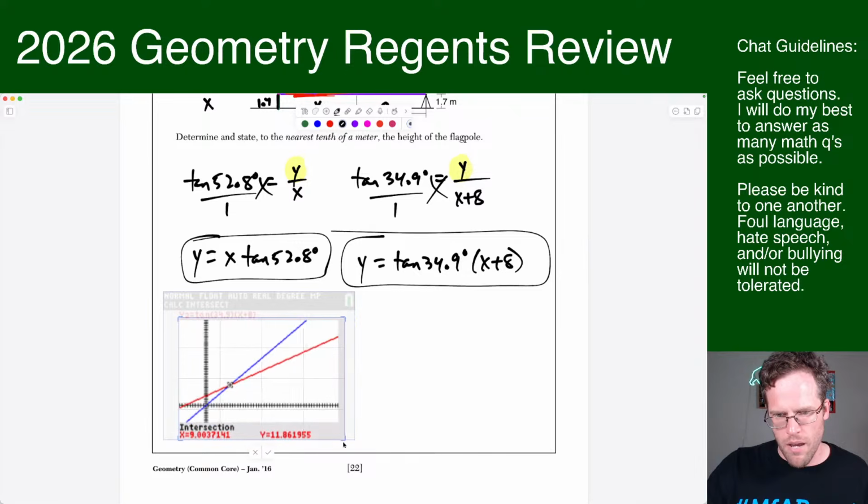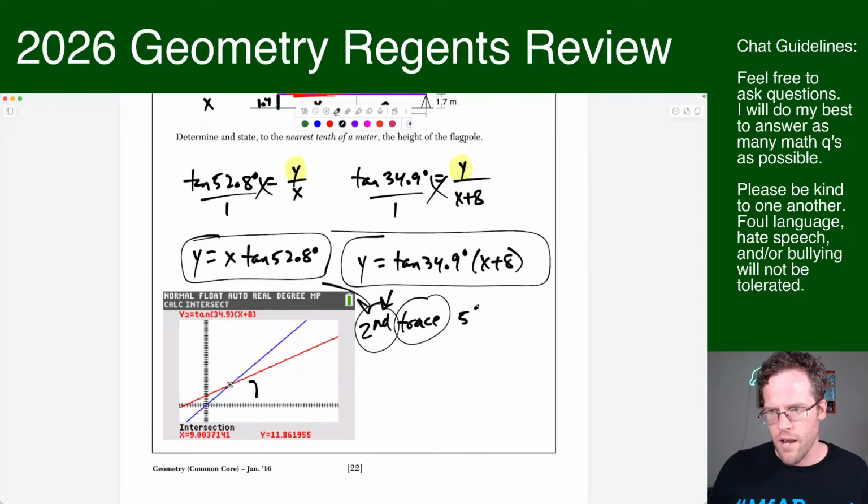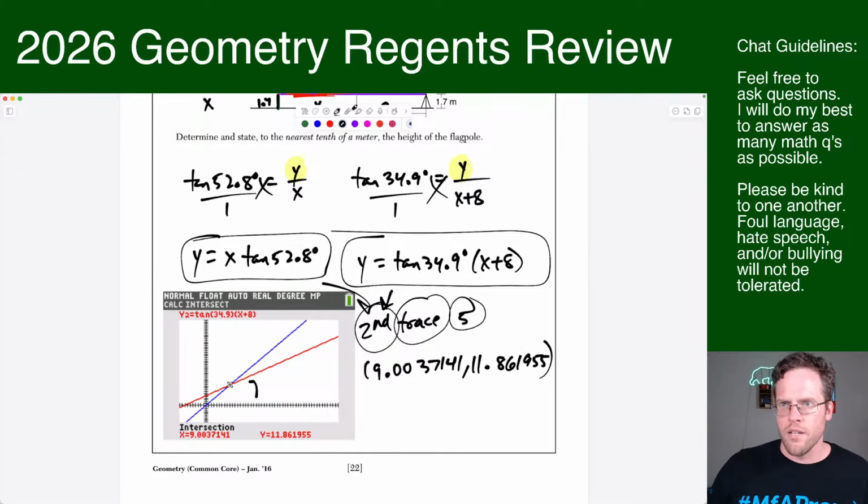But we could look at a model response if you want to see. But I would just, oh wait, hang on. If I'm showing my work, I'll just say second trace 5 told me 9.0037141, 11.861955. And then I would say this is what I want: this is x and this is y.